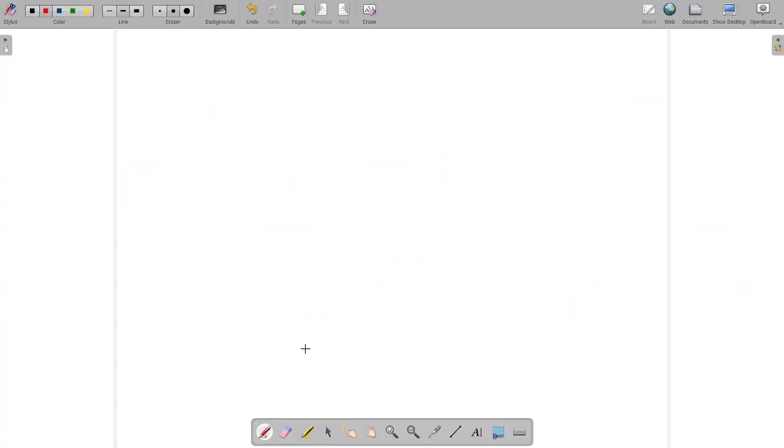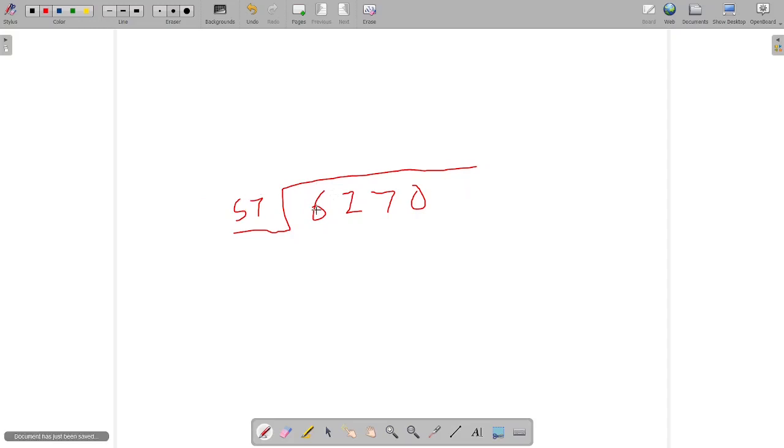Just because they're longer shouldn't make you scared. Exactly the same principle applies. So which one shall we do? Let's do 57. Remember to read this as 6,270 divided by 57. And with the bus stop method, remember, we have to go in this order from the largest ones down. So 57, how many 57s go into 62?